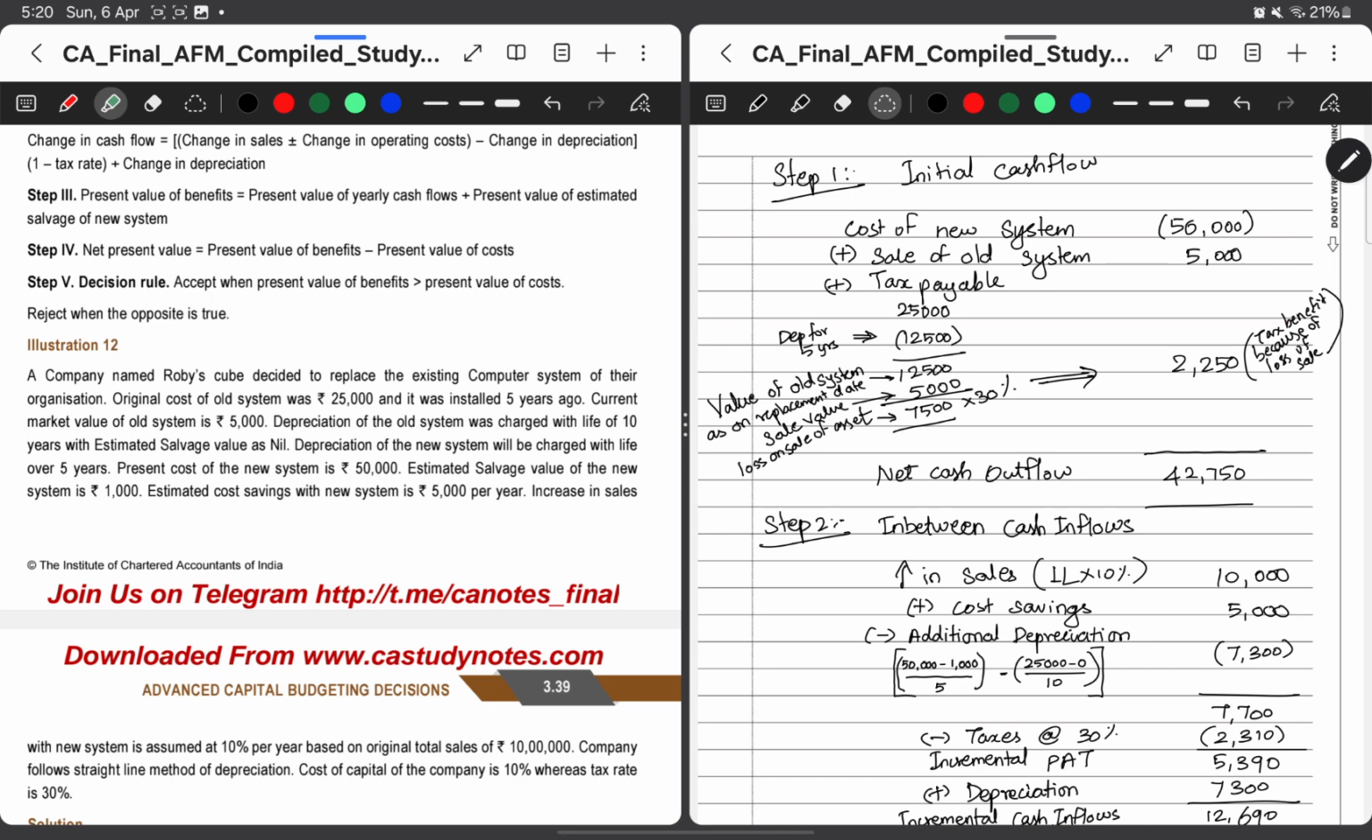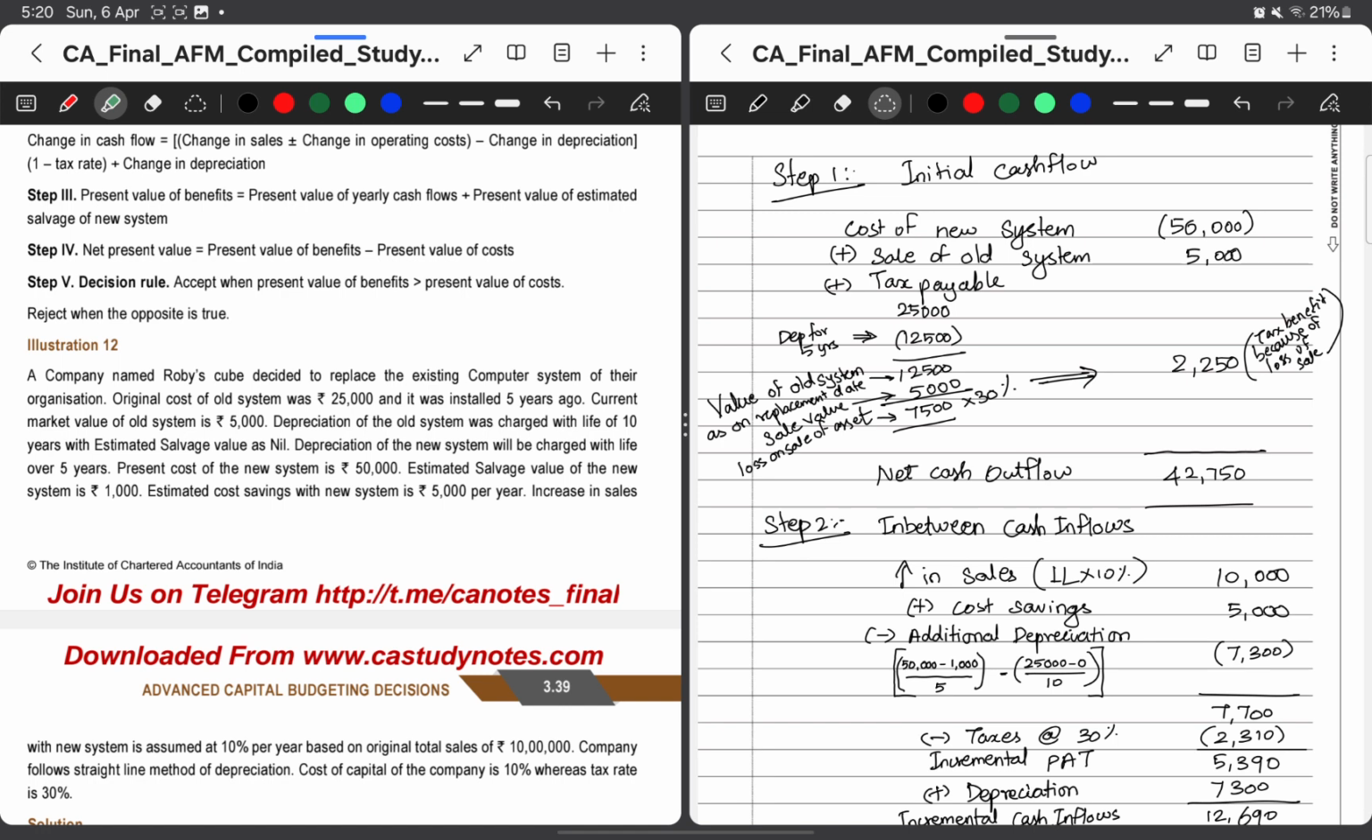Hi students, let's revise CA Final AFM Chapter 3 Advanced Capital Budgeting Decisions Illustration 12. So let's go through the question once. A company named Robbie Cube decided to replace the existing computer system of their organization.